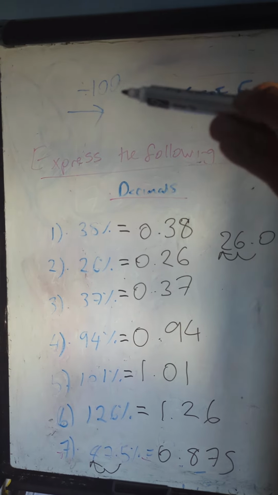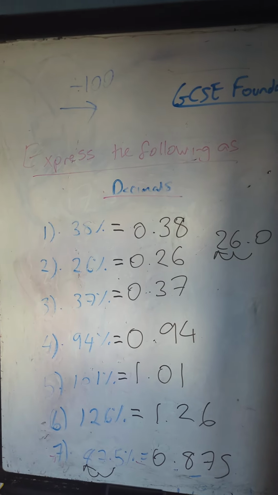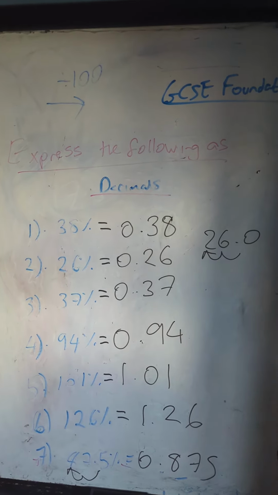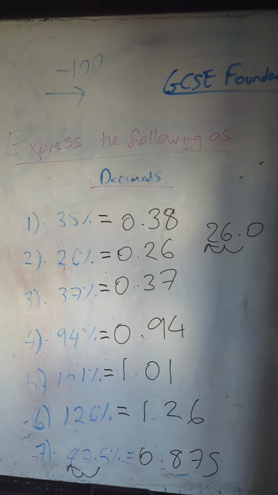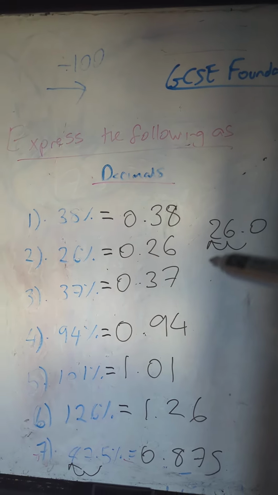So the key part is we divide it by 100. So the decimal point moves 2 places to the left. If it helps you, write out the number with 0.0 at the end, and then the decimal point moves 2 places to the left.